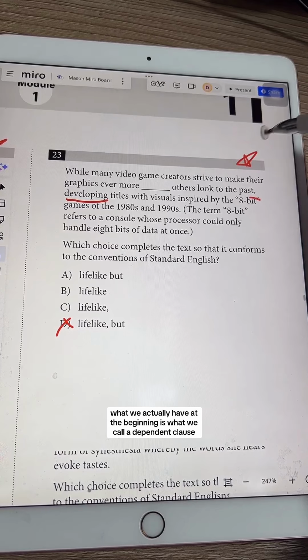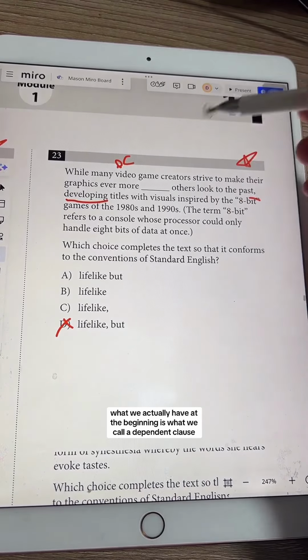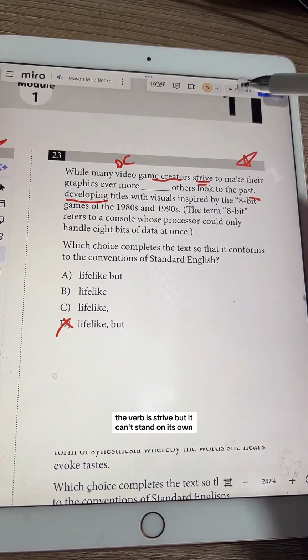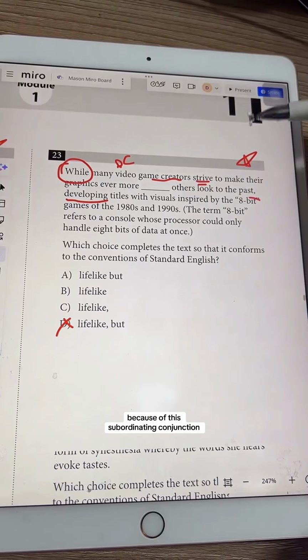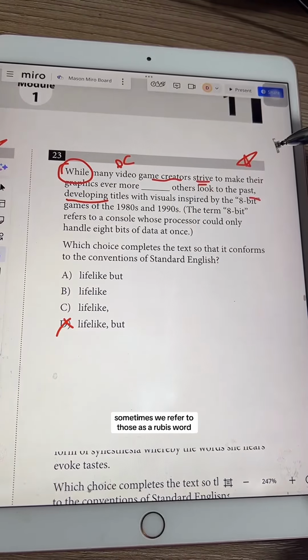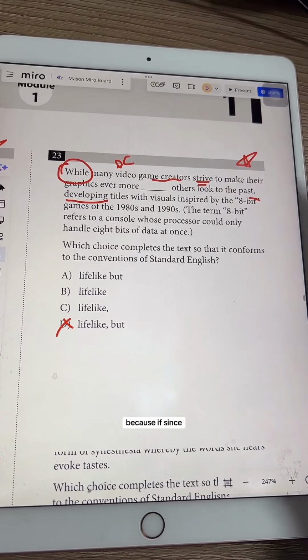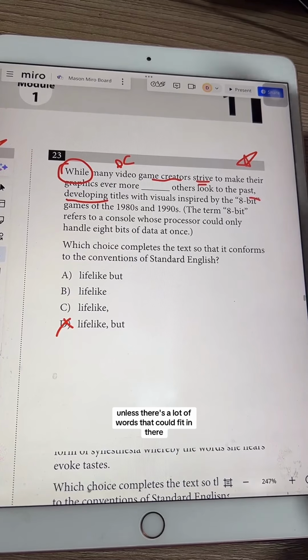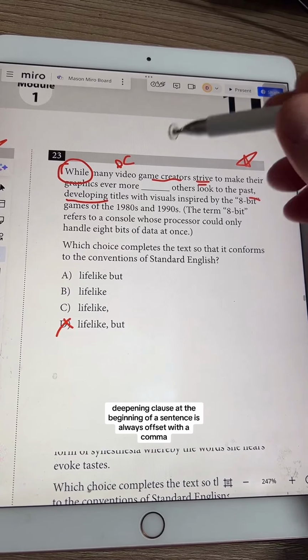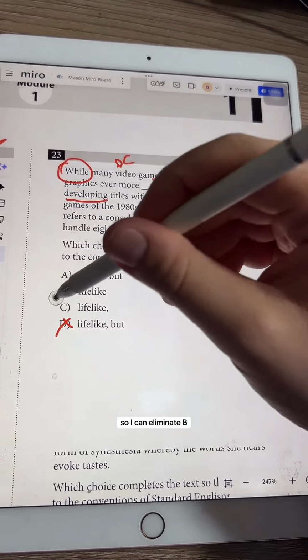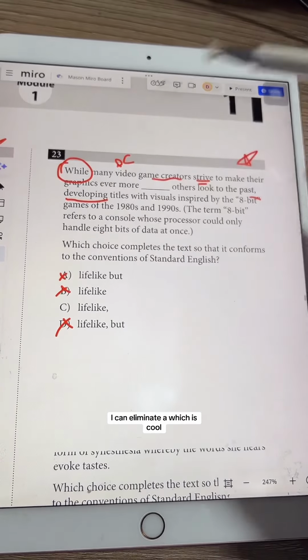What we actually have at the beginning is what we call a dependent clause. The subject is video game creators. The verb is strive, but it can't stand on its own because of this subordinating conjunction. Sometimes we refer to those as AWUBIS words. Although, when, while, wherever, because, if, since, unless, there's a lot of words that could fit in there. A dependent clause at the beginning of a sentence is always offset with a comma. So I can eliminate B, I can eliminate A, which is cool.